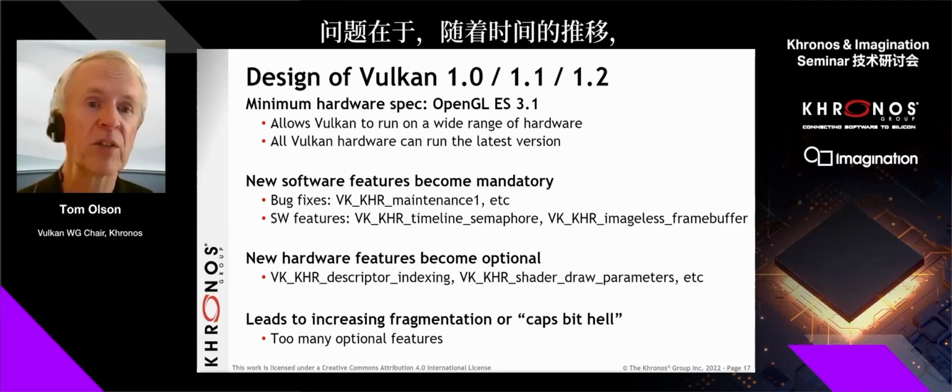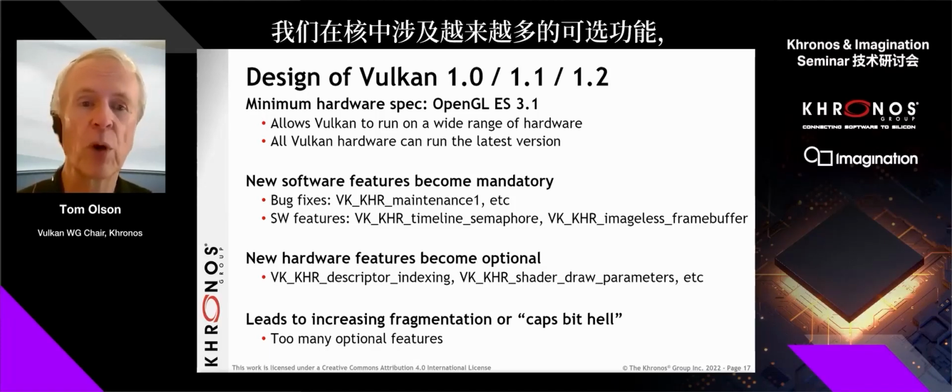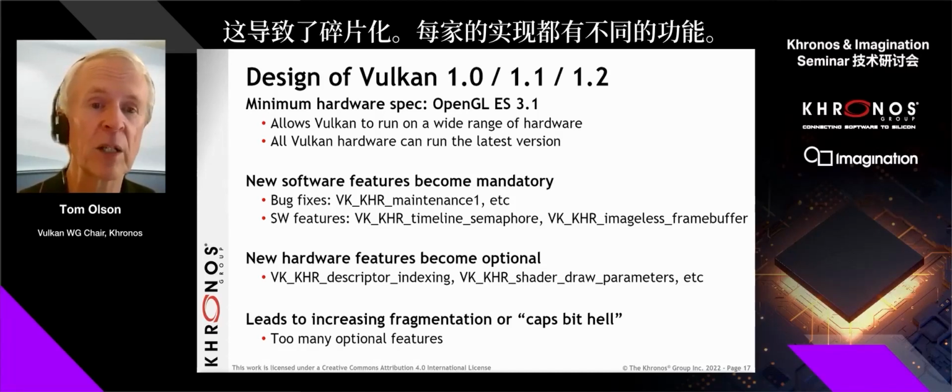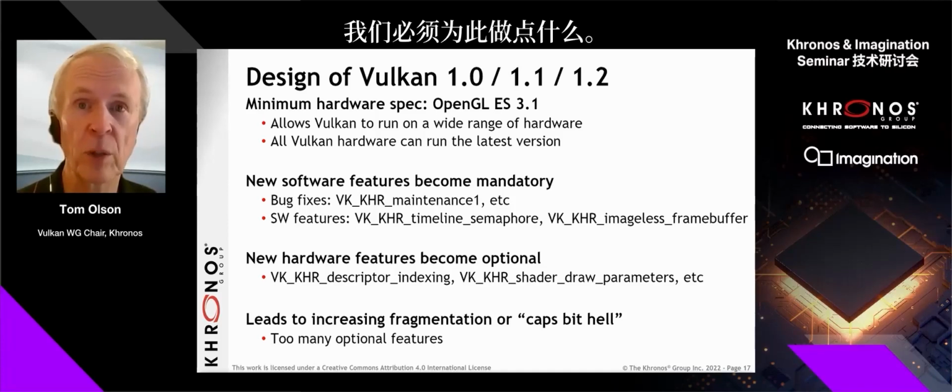The problem with this is that over time, we had more and more optional features in Vulkan Core, and this led to fragmentation. Every implementation had different capabilities. We had to do something about it.